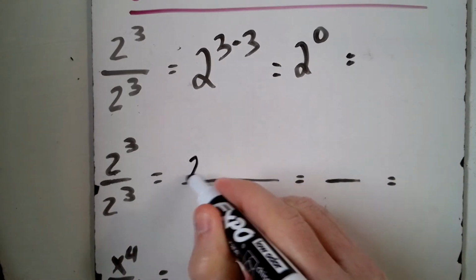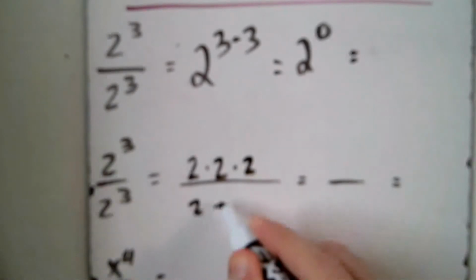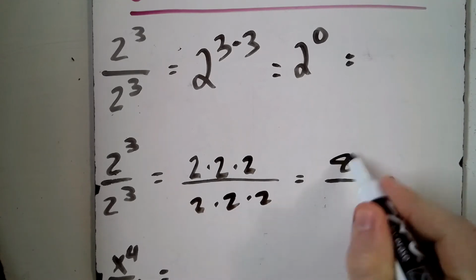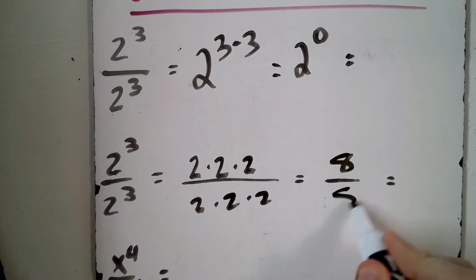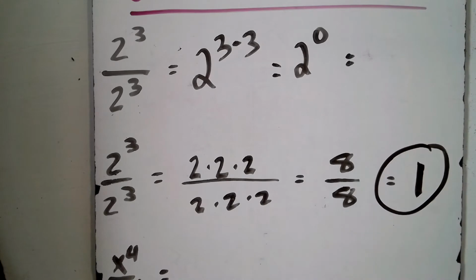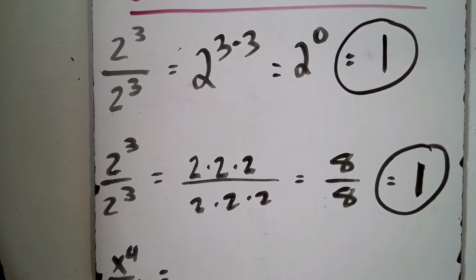So 2 cubed is the same as 2 times 2 times 2 over 2 times 2 times 2. Let's compute that numerically. We know 2 cubed is 8, and then 2 cubed again is 8. So what do we know about any number divided by itself? We know that that number will be 1 every single time. Therefore, numerically, 2 to the 0 power will also be 1 every single time.